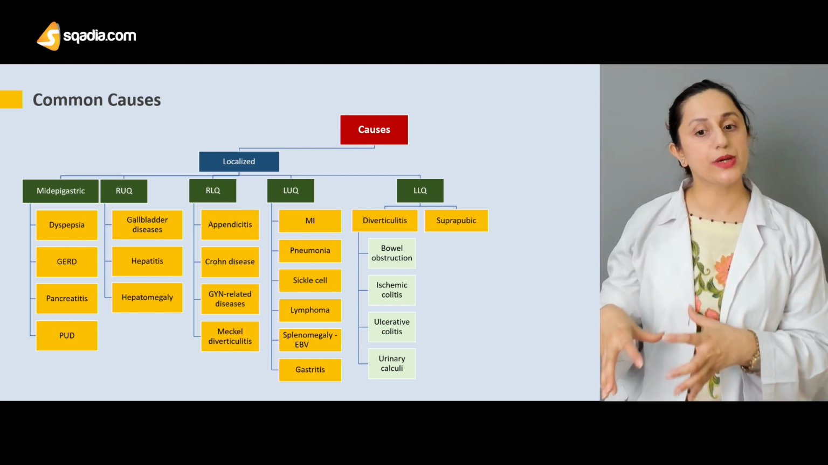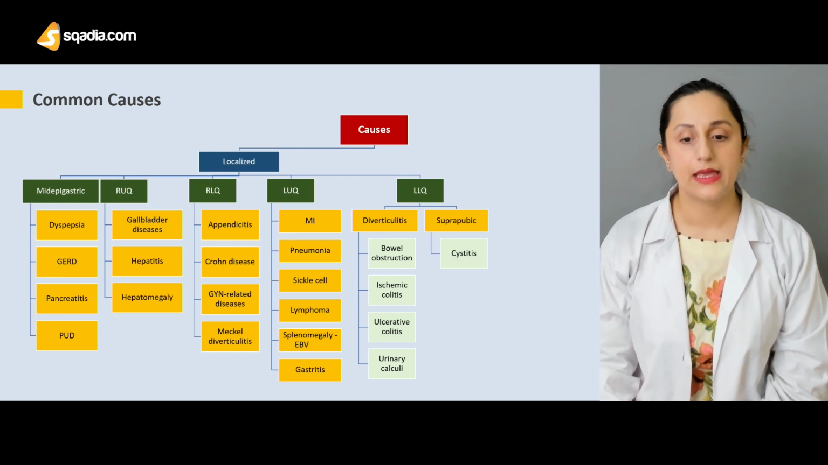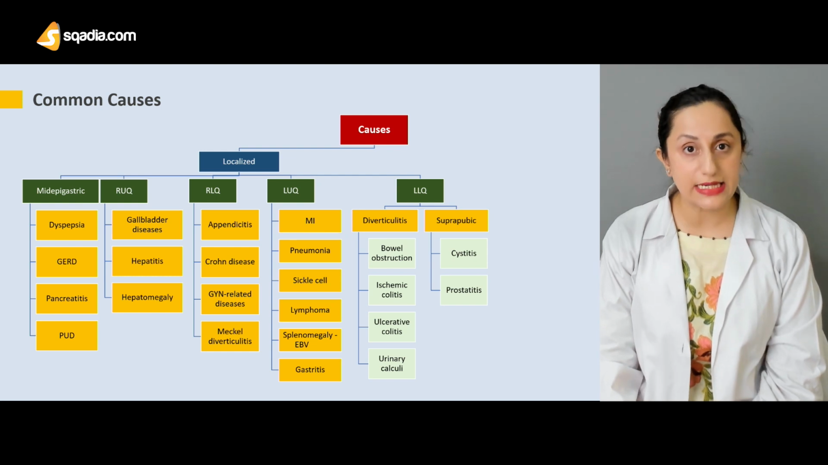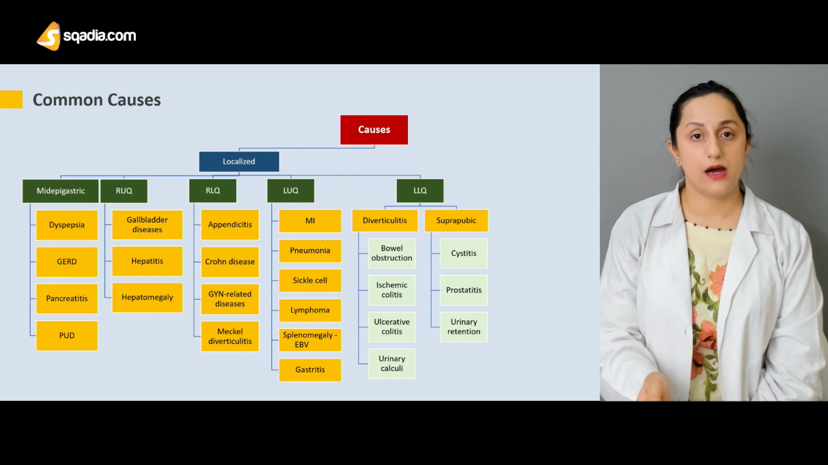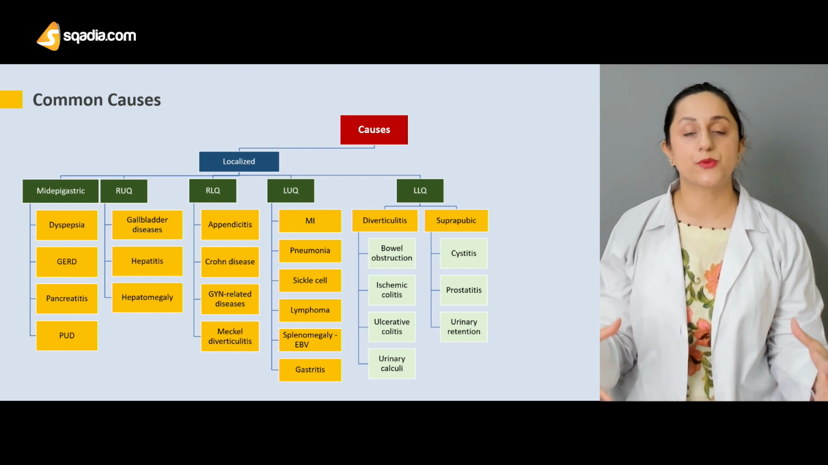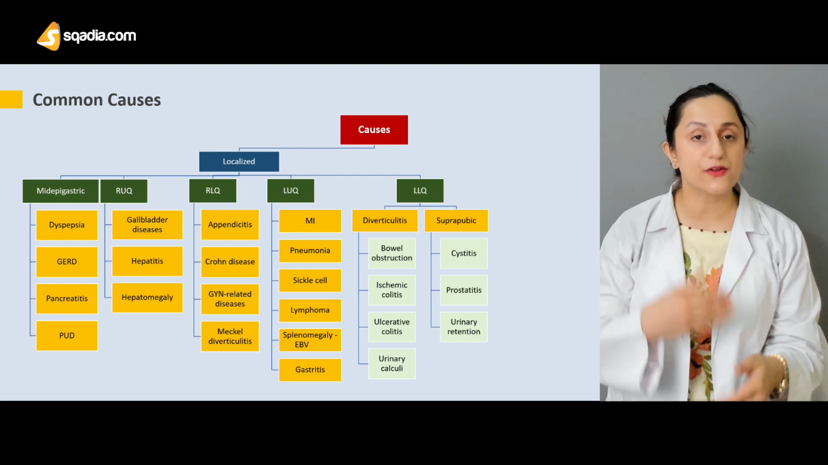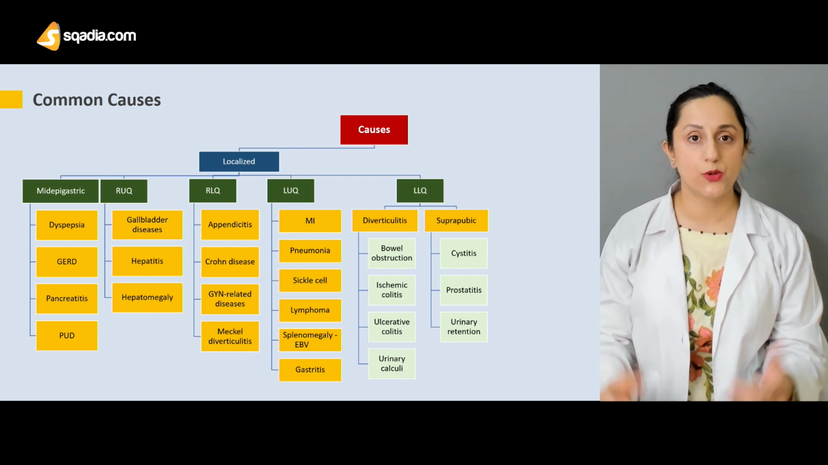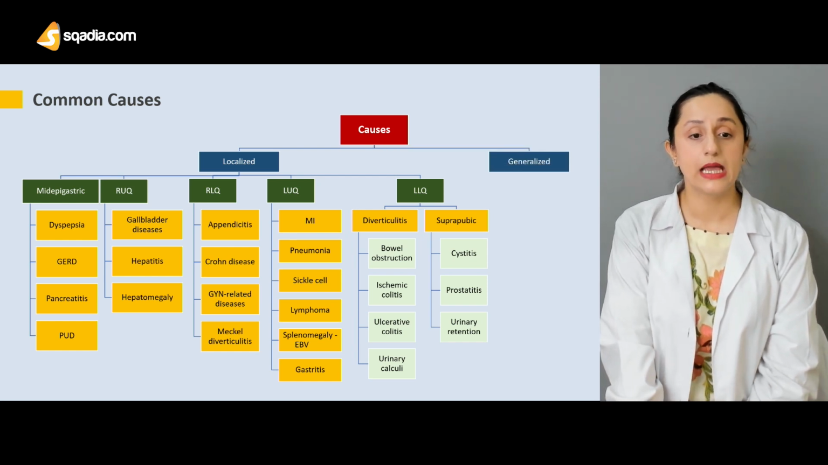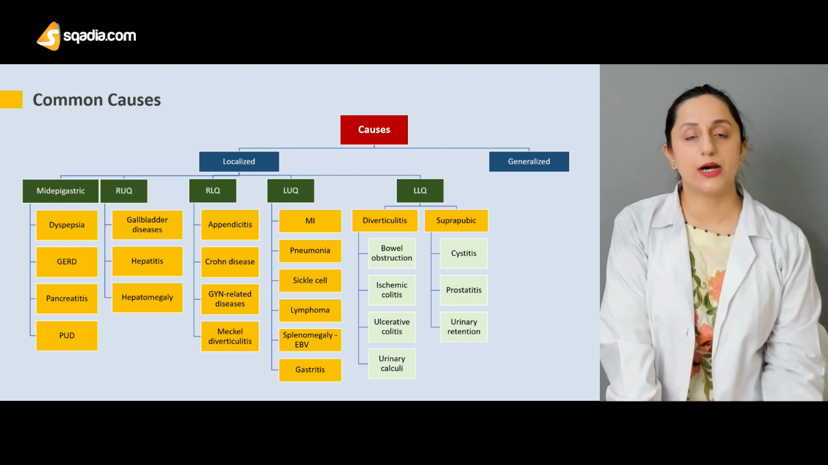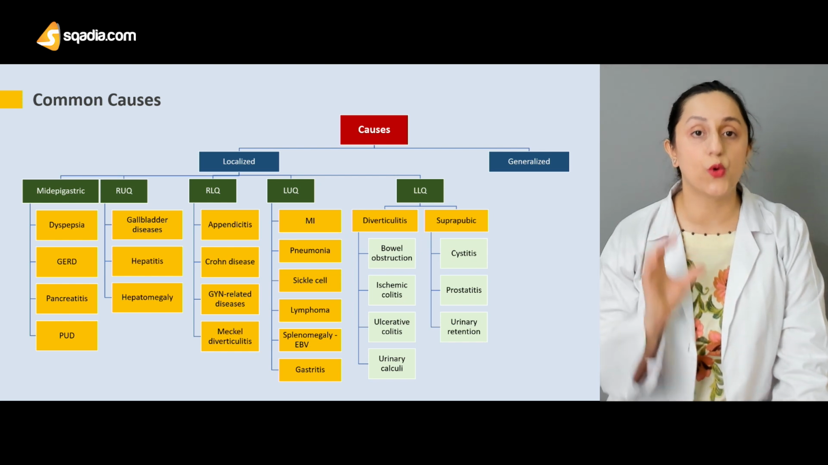So the suprapubic region is usually associated with cystitis. Then we can have prostatitis in males, particularly urinary retention due to this prostatitis. Whenever there is a prostate enlargement or prostatitis, there is going to be a backflow of the urine, and that is going to cause urinary retention, particularly in males. Now, this was all about the localized pains, particularly in the specific quadrants.